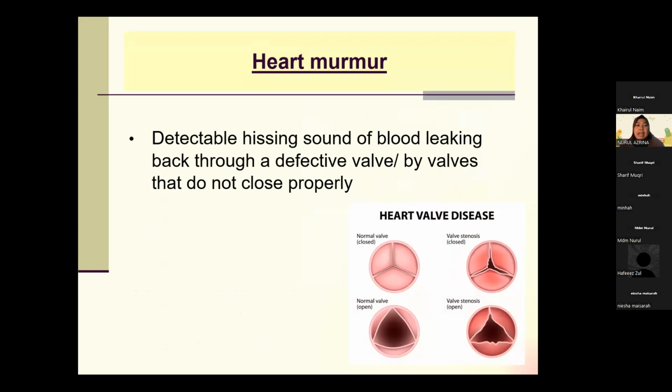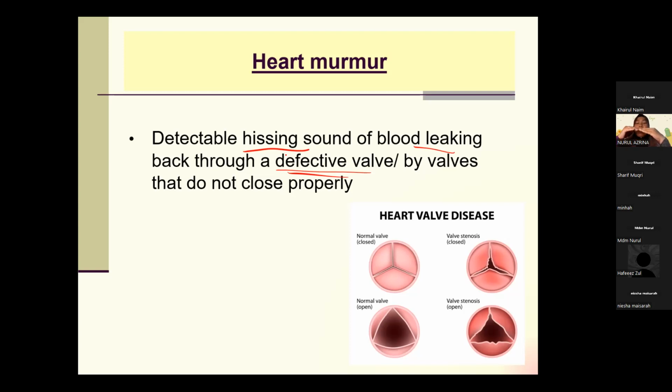What is heart murmur? Heart murmur is a detectable hissing sound. Okay? And if you Google, kadang-kadang dia bukan bunyi je. Kadang-kadang dia ada bunyi squishing sound, macam bunyi whooshing sound, macam whoosh, whoosh, whoosh. Macam tu. Right? So heart murmur is a detectable hissing sound that indicates blood leaking back through a defective valve or due to a valve that is not closed properly, right?